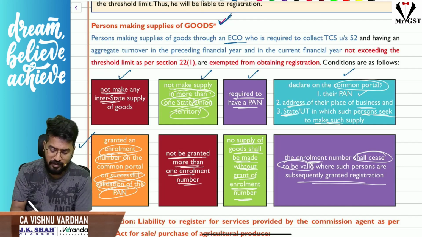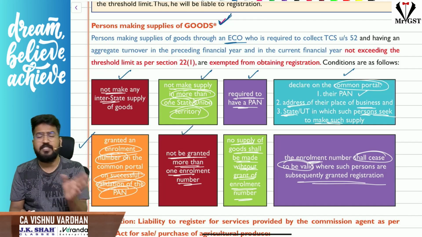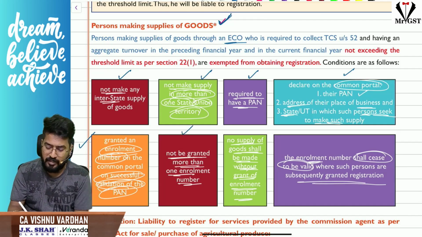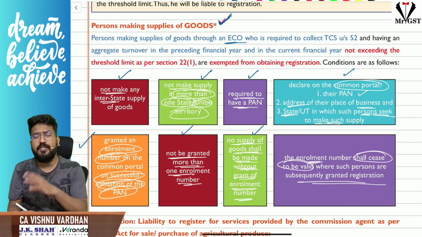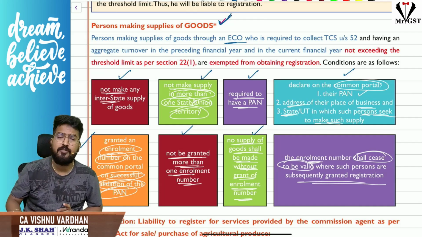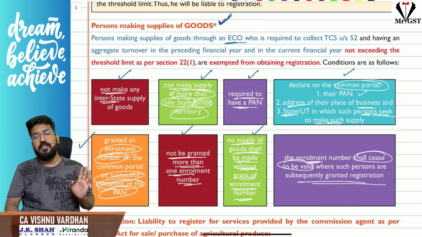That enrollment number will not be granted more than one. That means for every state you cannot get one enrollment number. What you should do is take that enrollment number and give it to the e-commerce operator. So the e-commerce operator should make sure that you are not making any interstate supplies.